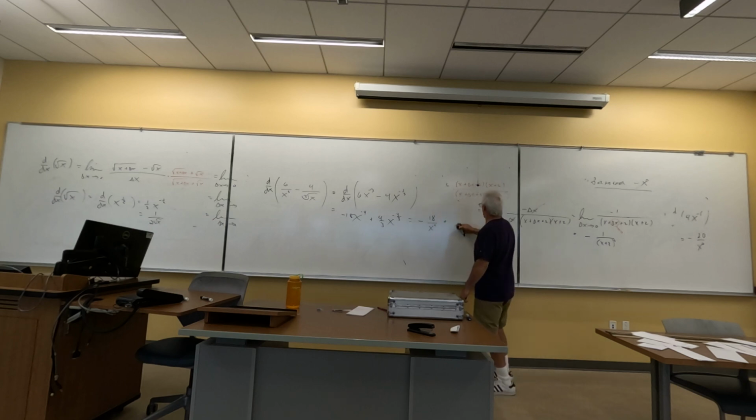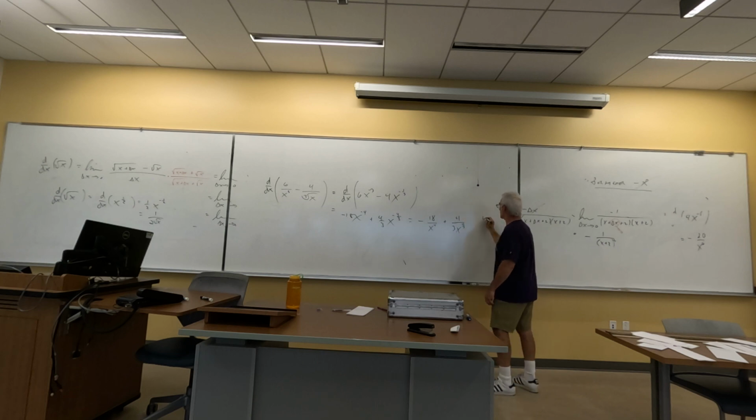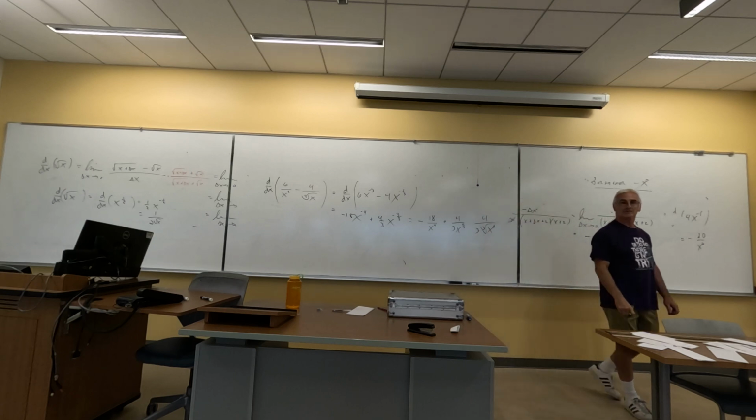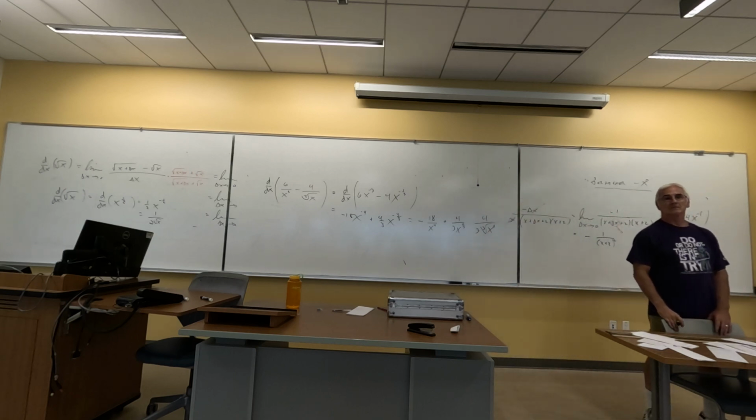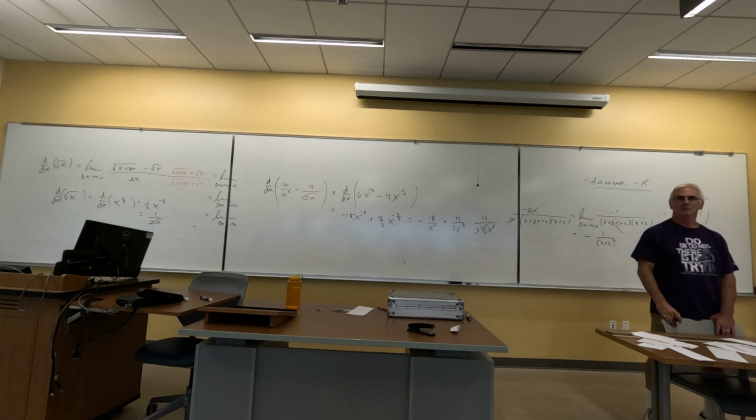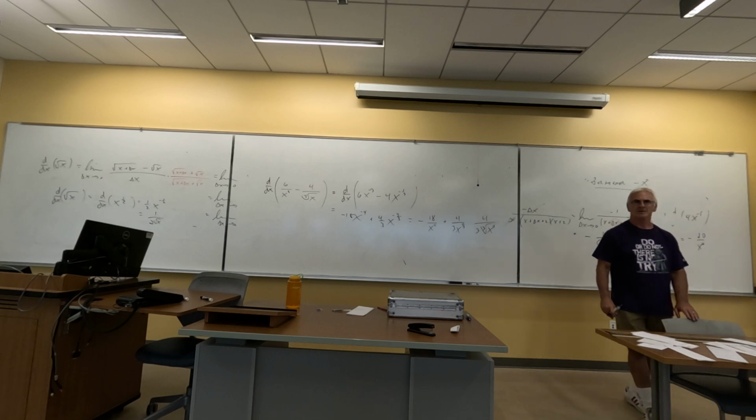Plus, now I have 2 choices here. It's 4/3 x to the 4/3, or it's 4/3 times the cube root of x to the 4th. Both are absolutely correct. The original problem used roots, that's true. Which answer is easier to work with? The root or the fractional exponent? Fractional exponent.